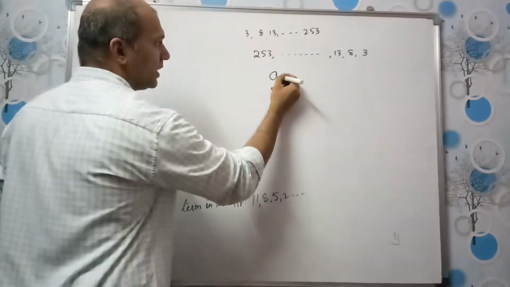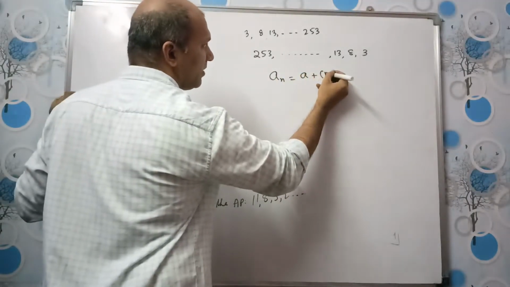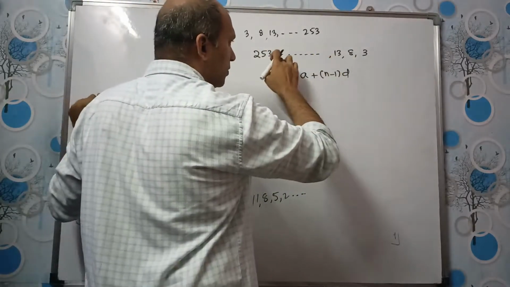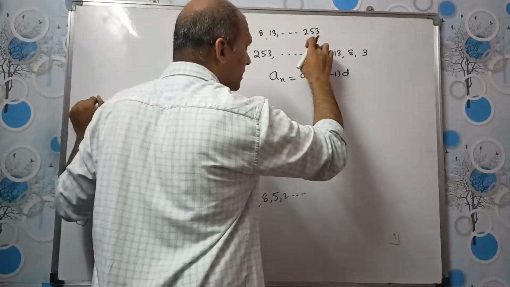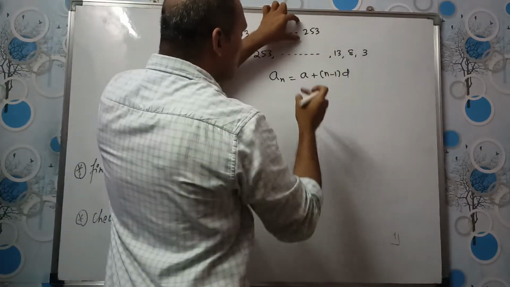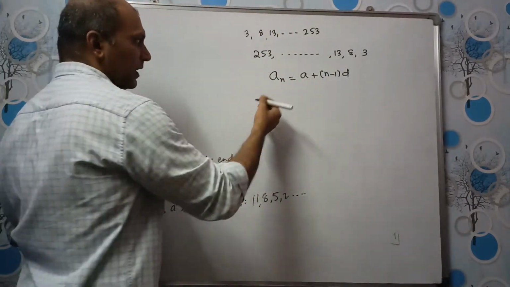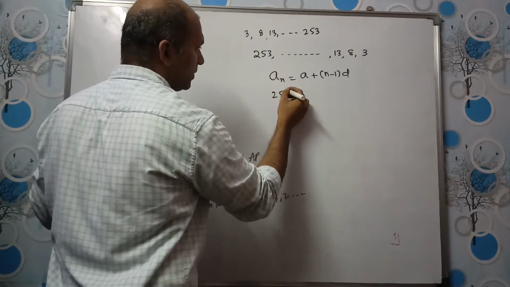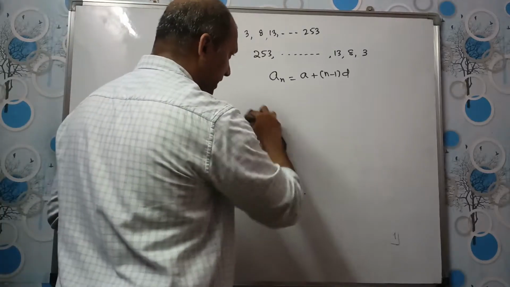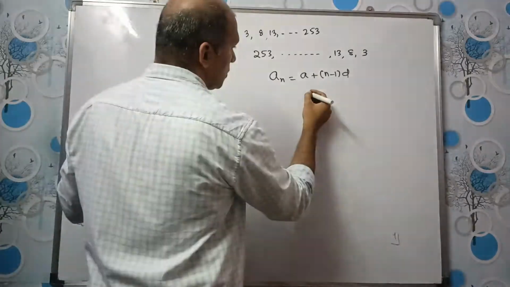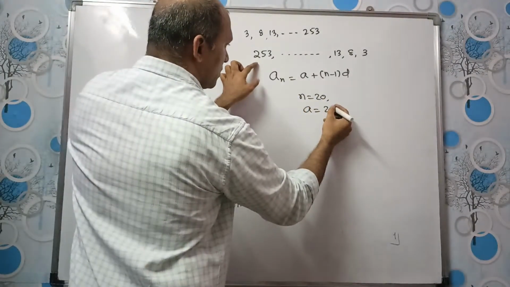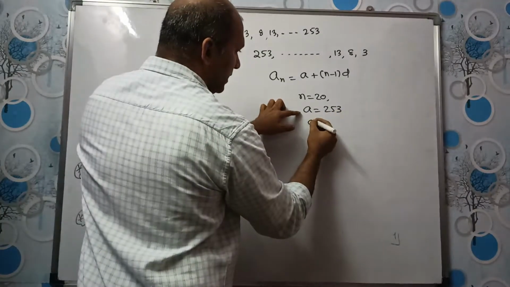So we can use this formula. An is equal to A plus N minus 1 into D. This is the new series now. We need to find the 20th term from the starting, because the 20th term from the starting is the same as the 20th term from the last of the original series, right? So the 20th term we need to find. So N is equal to 20. What is the value of A? It is 253. And D is how much?